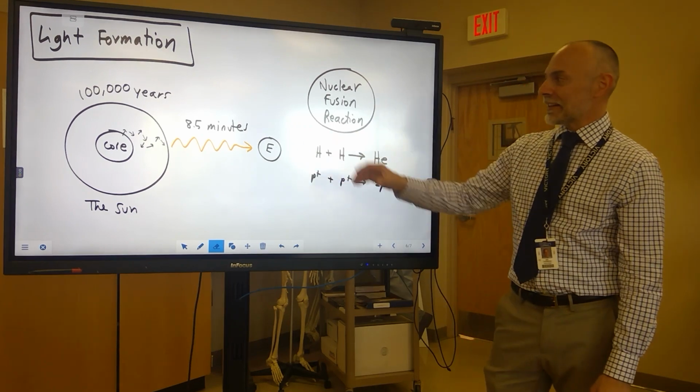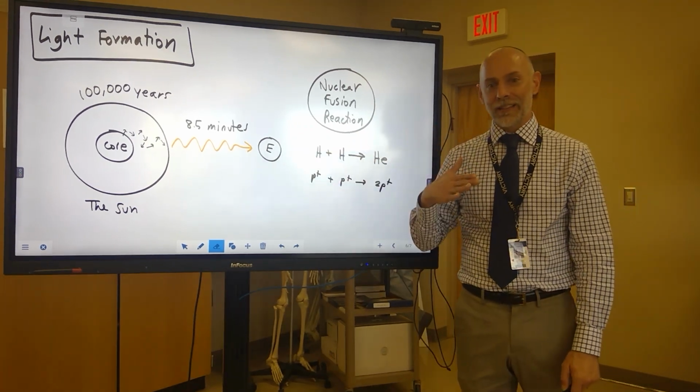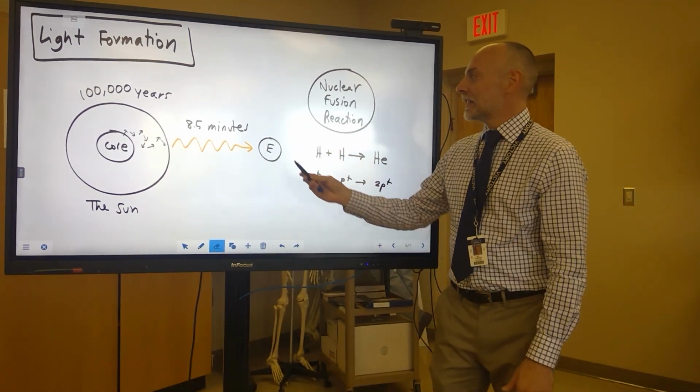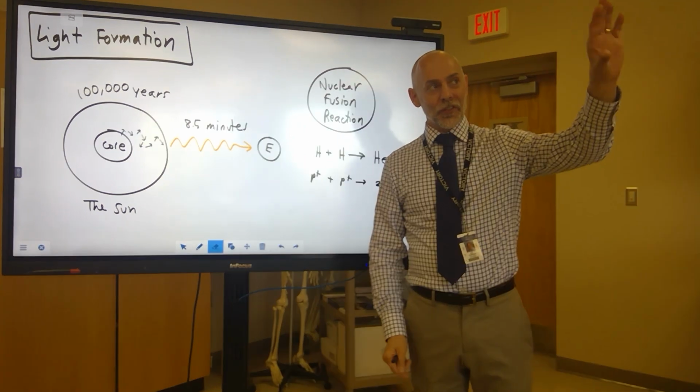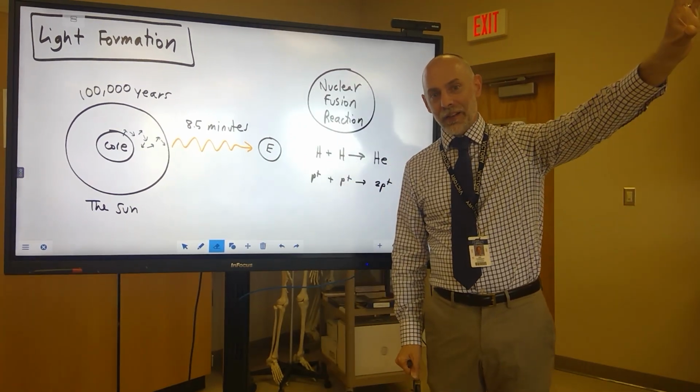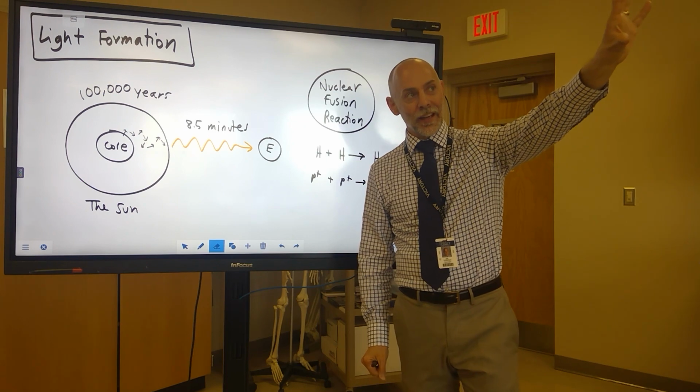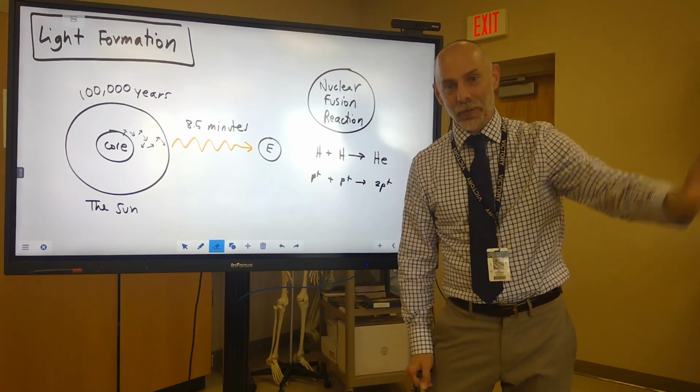Once the photon gets emitted, it only takes 8.5 minutes to get here. What does that mean? It means when you look at the sun, what you're seeing is what occurred 8.5 minutes ago. You're seeing the sun as it was 8.5 minutes ago, not as it is right this moment.